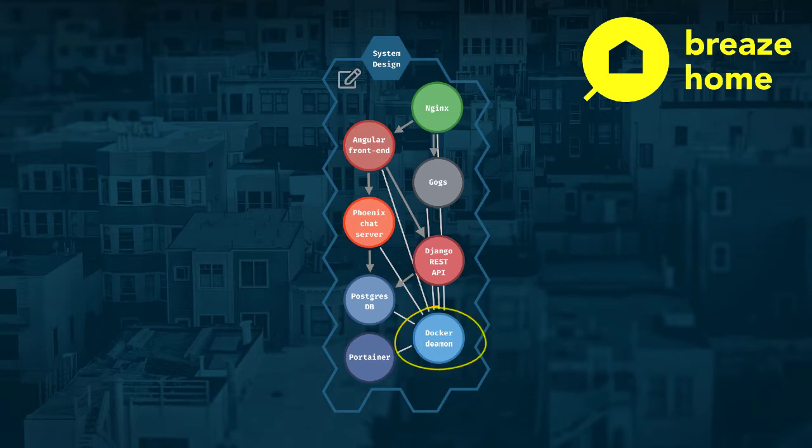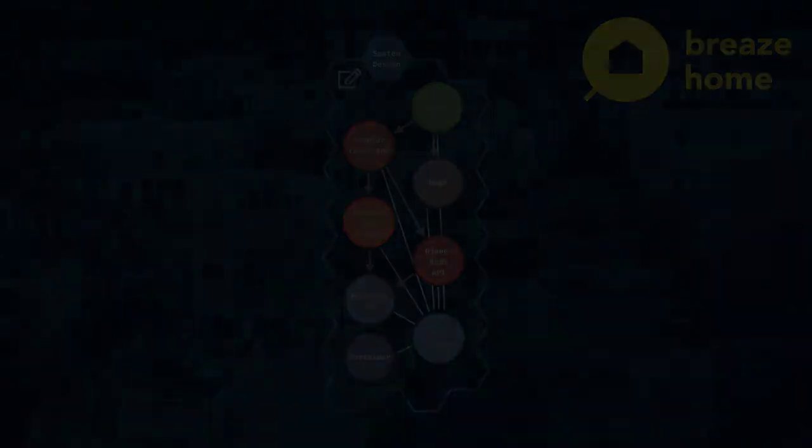The other stuff you see here is Docker, which we use in production to deploy each of these microservices, and Portainer, which is a nice tool to see and manage Docker containers and volumes from a nice UI and not from the terminal. And that's all for the system design.